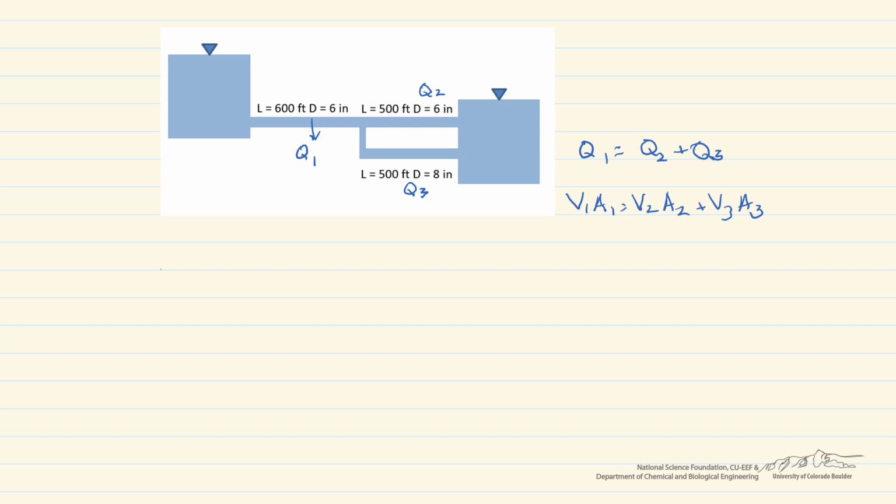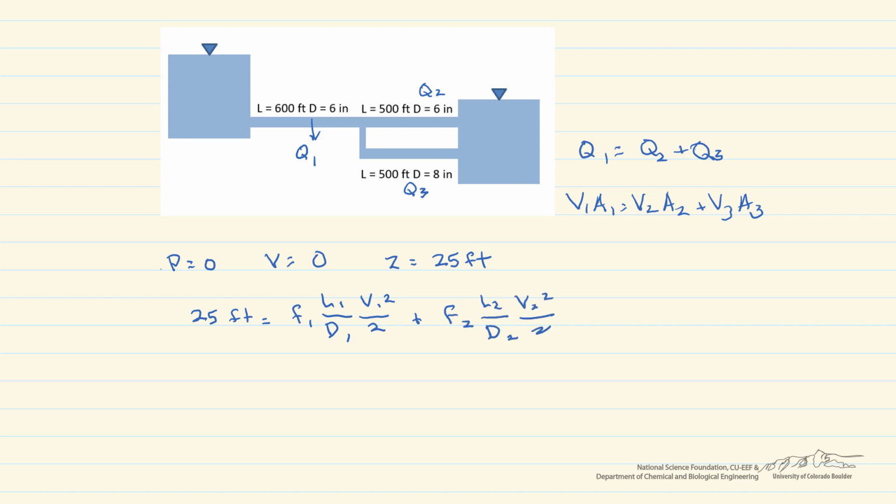We have the same simplifications that we had before, where the pressures are equal to 0, the velocities at the top of the tanks are equal to 0, and our Z is equal to 25 feet. So we'll write the first one. Our 25 feet is equal to the head loss through the first part of the pipe plus our head loss through the second part of the pipe, and that's if we're going through here. Now we'll take a look when we go through pipe 3 as well. So this is 25 feet.